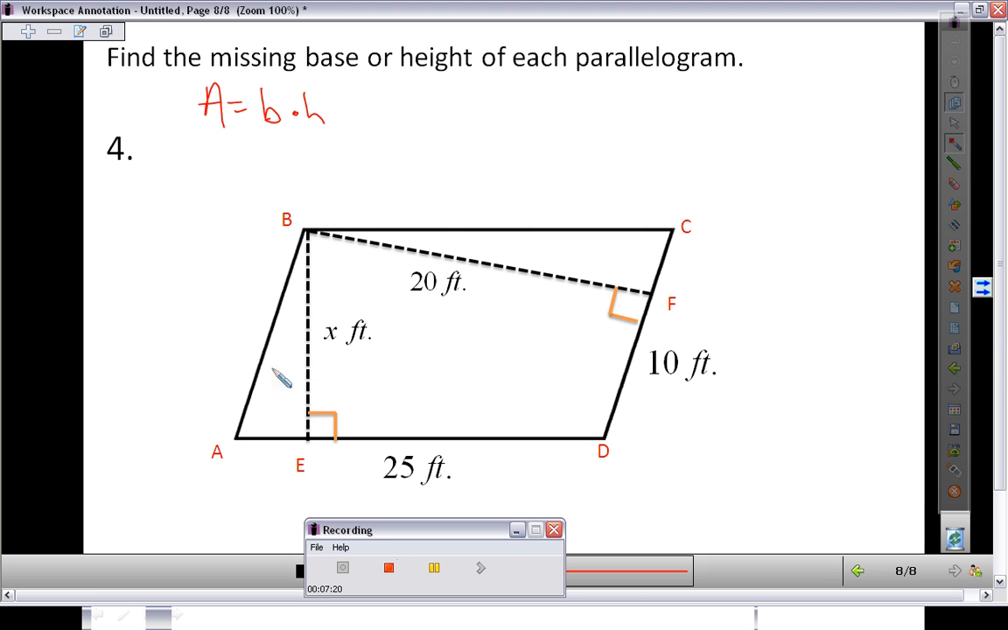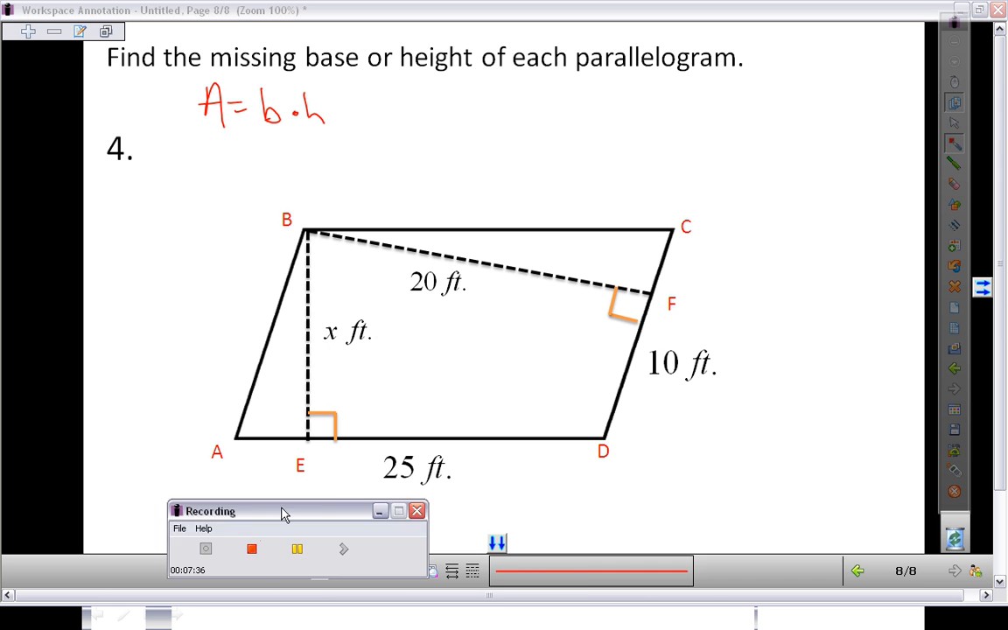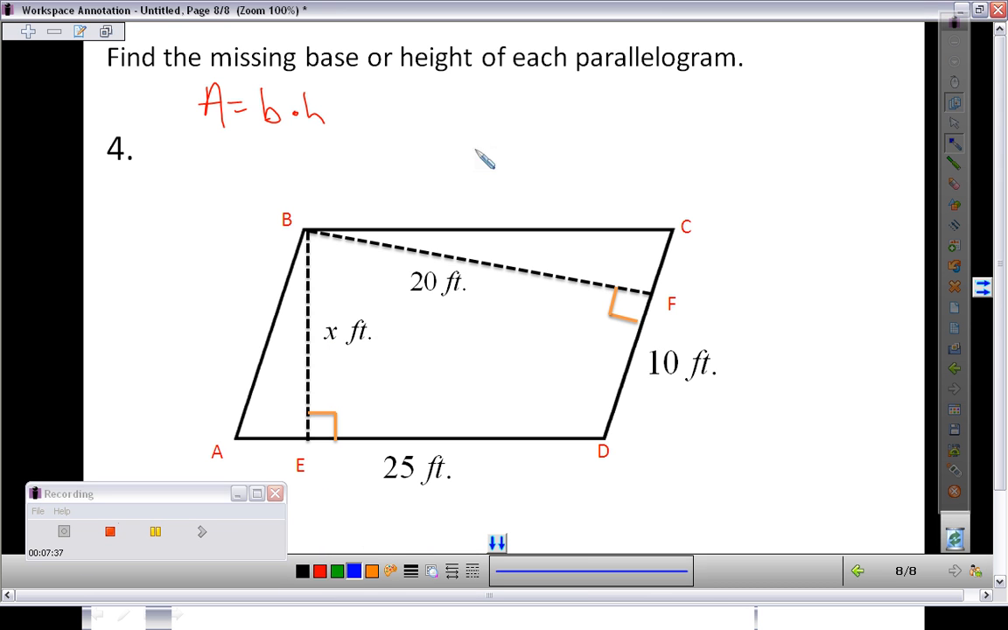Let's find the area first, because without it I cannot find this missing height. I'm only looking for x here, which is the length of BE. So let's start with the area of the whole parallelogram. I have to use this 20 and this 10 because they go together. The base and the height go together. Here's my base, here's my height. I can't use this height and this base because I don't know what x is yet.